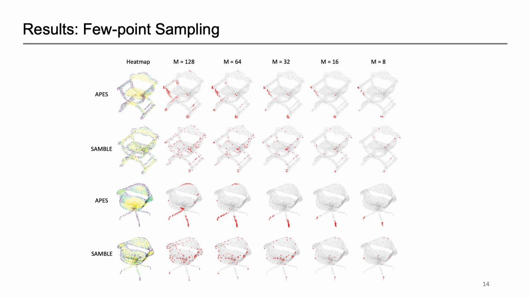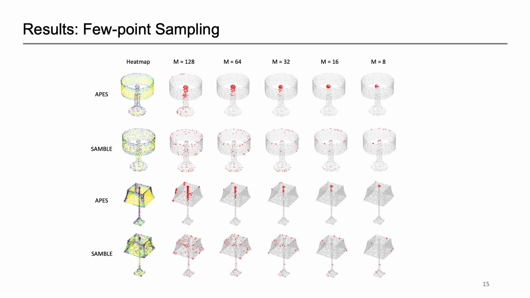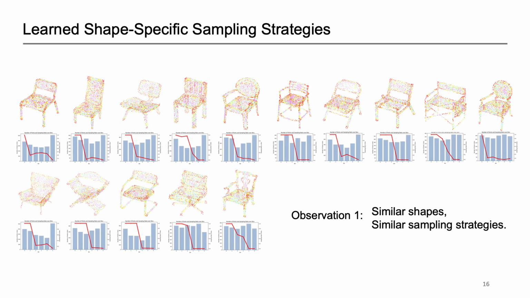When pre-processing is not performed, APES can only sample the sharpest regions, while SAMBLE can achieve much better results even when only few points are sampled. This is because SAMBLE preserves better global uniformity. Here we present the shape-specific sampling strategies learned for chair objects. We can observe that analogous shapes within the same category exhibit similar bin partition results and learn similar sampling strategies.